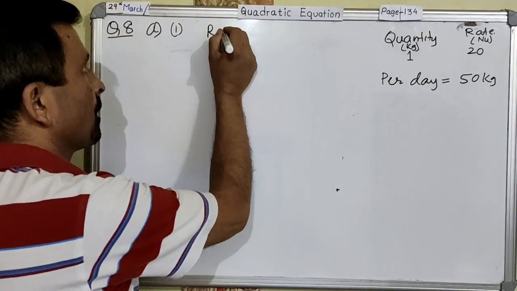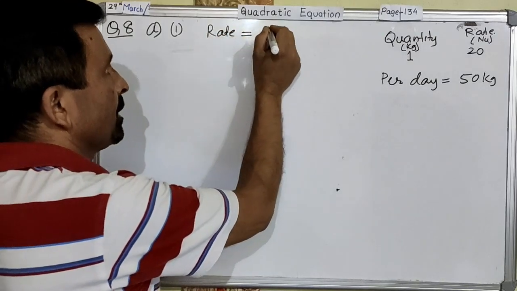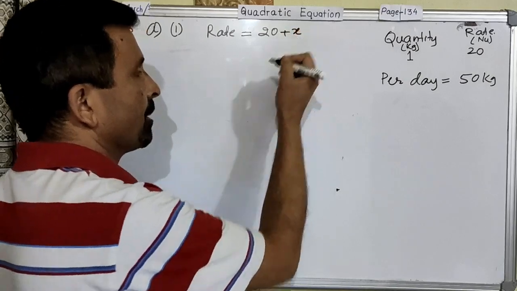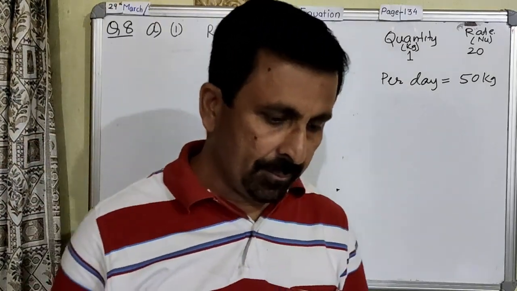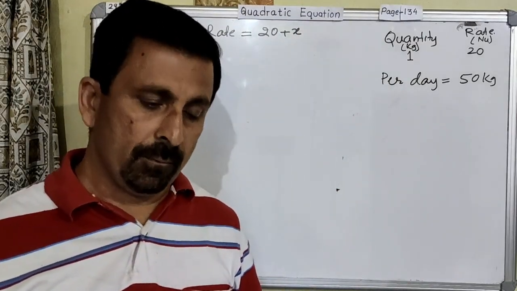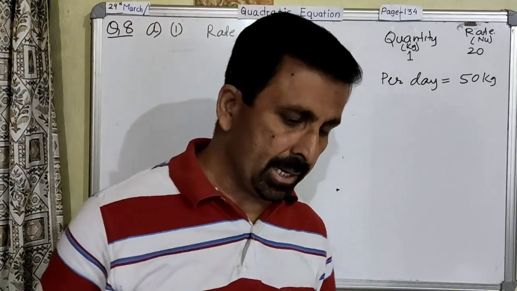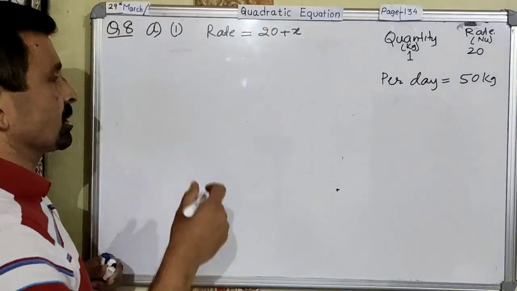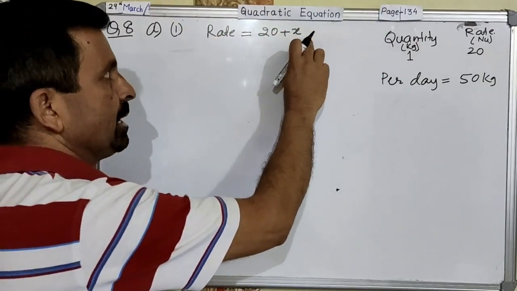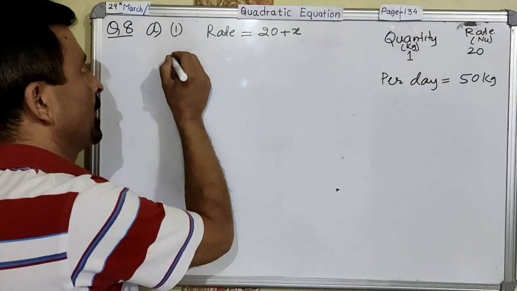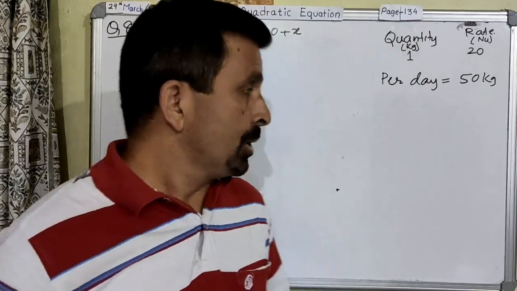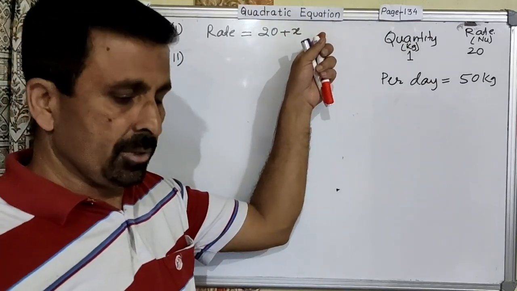So for the rate, 20 is the base price and the increase is X Newton. So this became the algebraic expression for the increased price of flour per kg. Am I very clear? The first part of this question asks only for the algebraic expression for the rate in terms of the increase of X Newton. Another part of this question is, now you can see here the price has increased by X Newton.